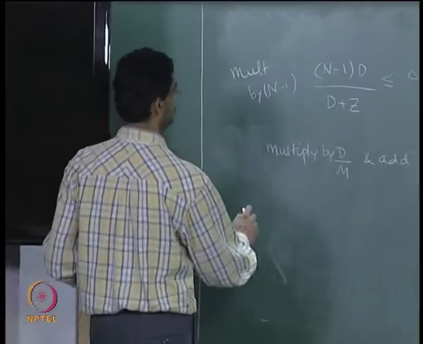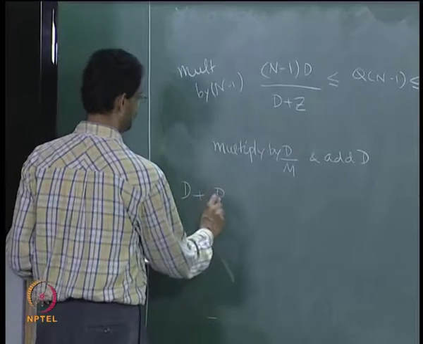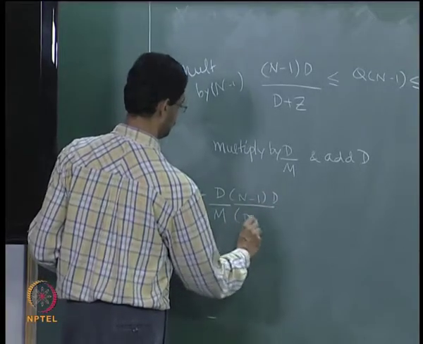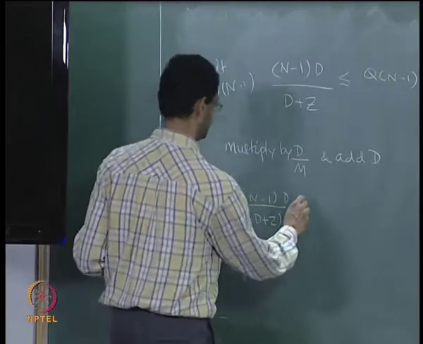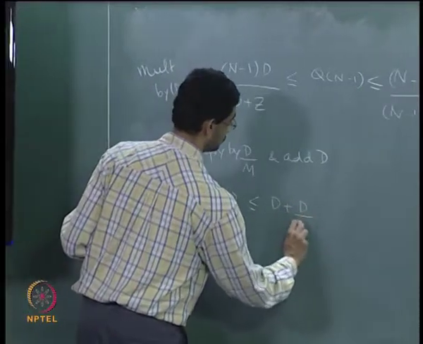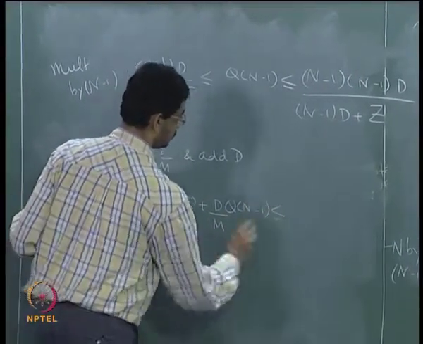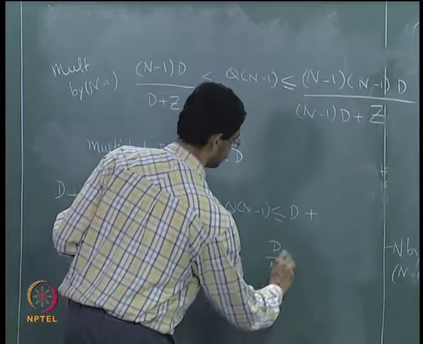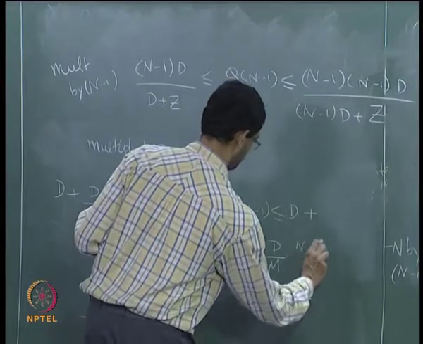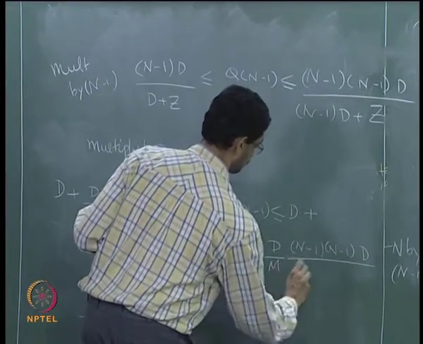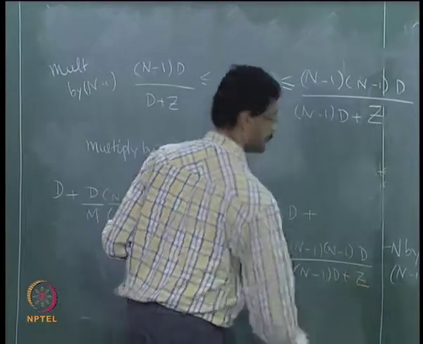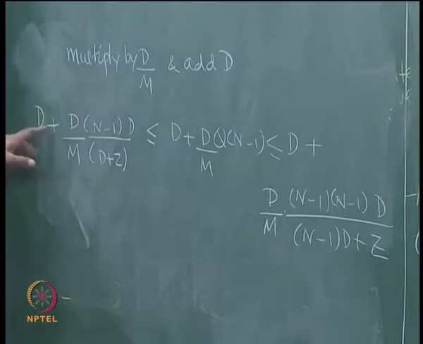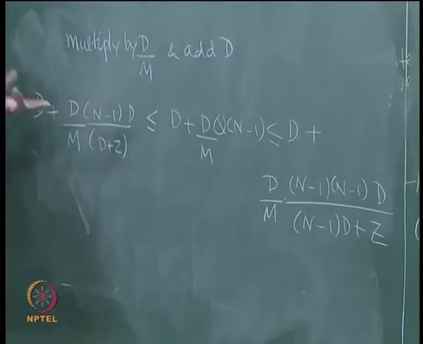So what do we have? X. So this is d by m into n minus 1 into d divided by d plus z. This is less than or equal to... right, just routine algebraic manipulations. So multiply by d by m first everywhere, then add d to both sides.